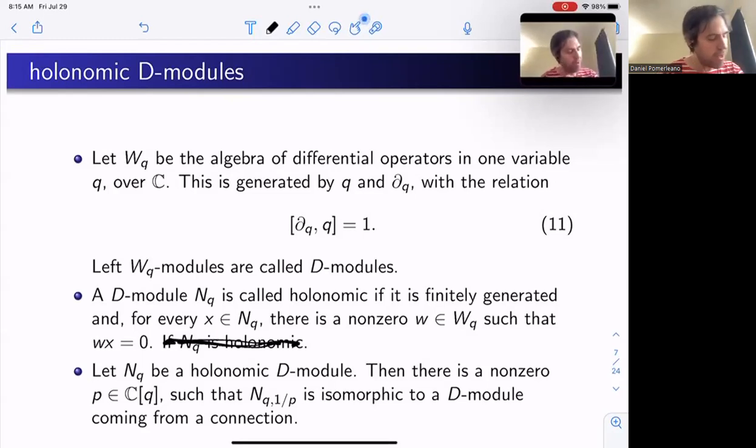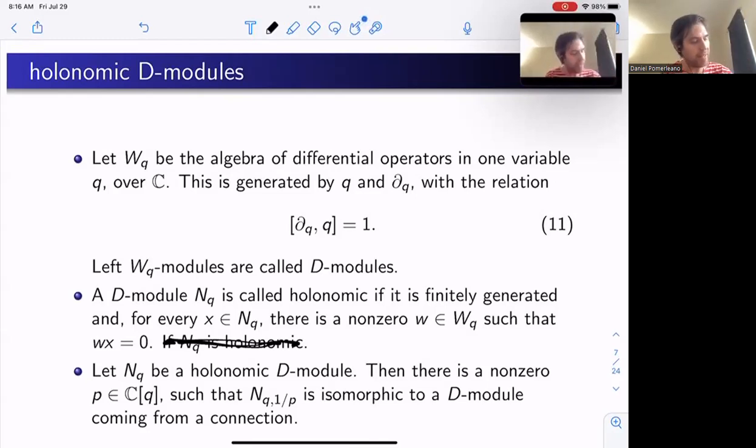So if you have a holonomic D-module, the simplest case of a D-module is where you have a vector bundle and you have a connection. You choose some basis and you have a connection. That's the simplest case of a D-module. And what you can show is if you have a holonomic D-module, then you can remove finitely many points. There are finitely many singularities, so to speak, of the D-module, so that when you localize it, localization makes sense for D-modules, then it's isomorphic to a vector bundle with a connection on it.